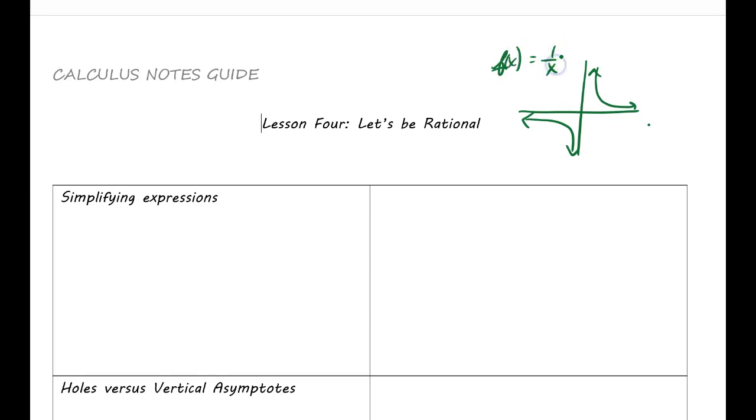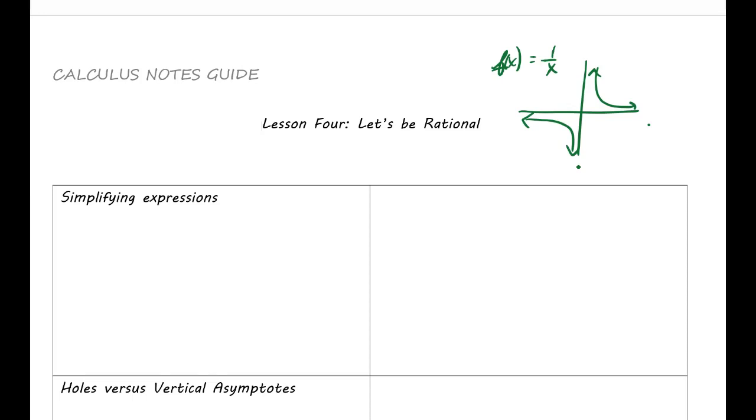Now, they're not always that easy, right? Sometimes they're really, really ridiculous, and you have to figure out where all the asymptotes go, and sometimes there's even more than one vertical asymptote, and sometimes they even have holes. So we're going to talk about all of that in this video.